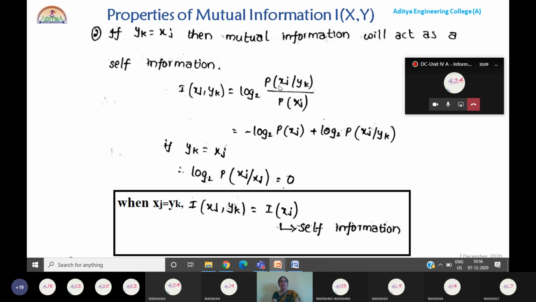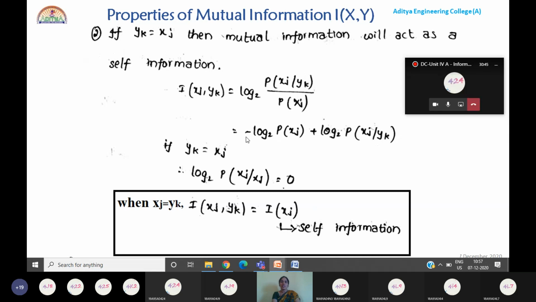This is equal to the general equation, log p of xj by yk divided by p of xj. You can write it as minus log p of xj base 2 plus log p of xj by yk base 2. But here it is said that yk is equal to xj, so just replace yk with xj. So xj gets cancelled, and log p of xj by yk will be 0 because log 1 is 0. So we will have only the first term.